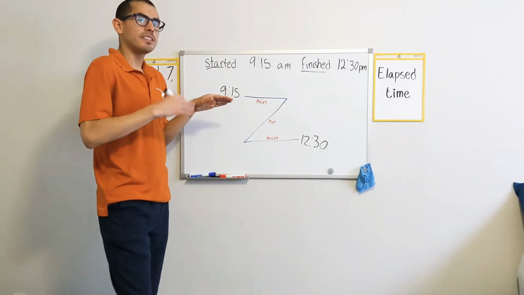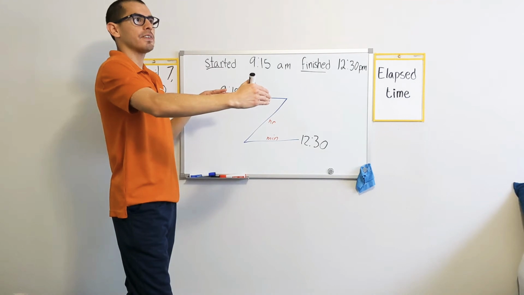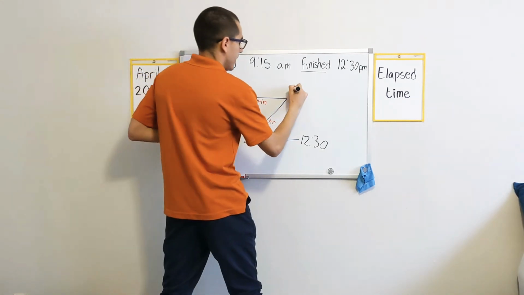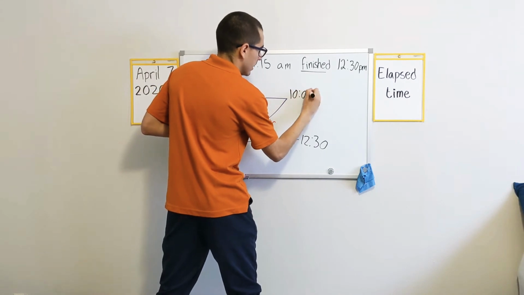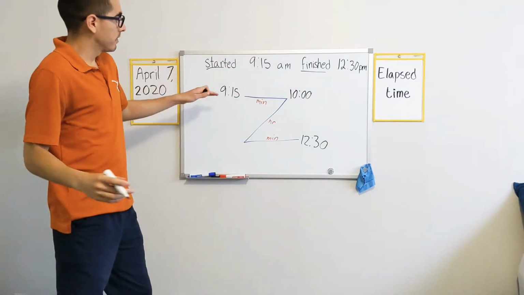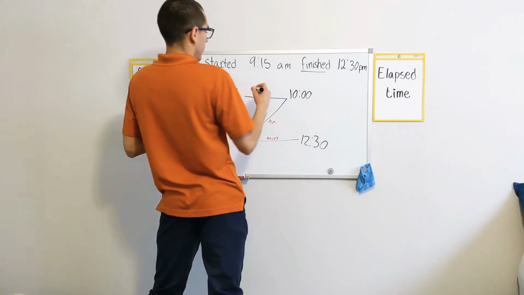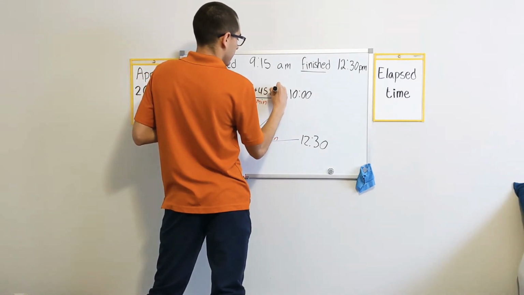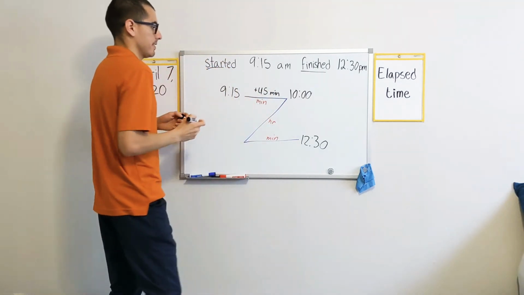And you ask yourself, what is the next hour that comes right after 9:15? I know that right after 9 comes 10. So 10 o'clock. And to get from 9:15 to 10 o'clock, I would have to add 45 minutes. Again, minutes.